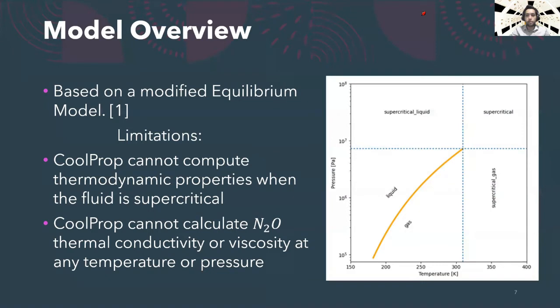As seen on the figure, CoolProp's validity range is depicted by the lower left-hand rectangle where the saturation curve is plotted. It is valid for temperatures between 182 Kelvin and 309 Kelvin and pressures between 87 kilopascals and 7.3 megapascals. Also, it doesn't have any thermal conductivity or viscosity values for this particular fluid.